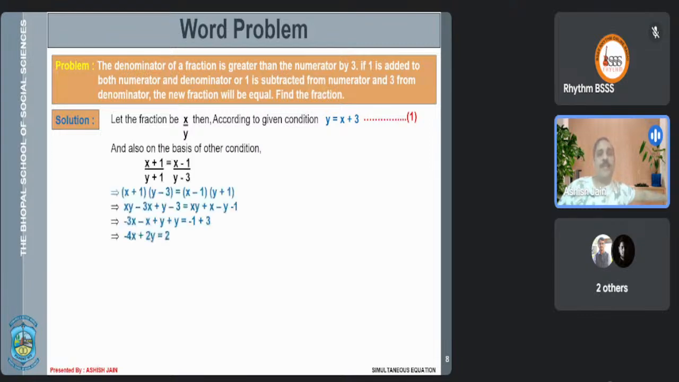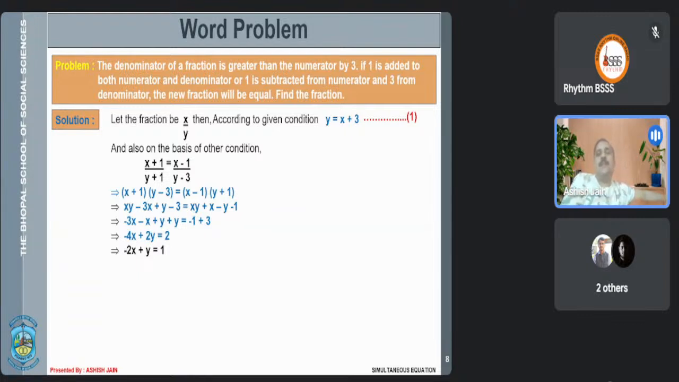Now what is our second condition? If 1 is added to both numerator and denominator, I wrote x plus 1 and y plus 1. Or 1 is subtracted from the numerator and 3 is subtracted from the denominator, so we wrote x minus 1 and y minus 3. They both are equal, so we wrote them as equal: x plus 1 upon y plus 1 is equal to x minus 1 upon y minus 3. Clear? I am telling you again.